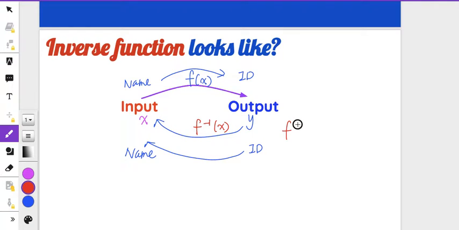This little notation here, -1, means f inverse. Please remember the name for that is f inverse, not f of -1 or whatsoever. So this is called f inverse. And this means my original input becomes my output, and my original output becomes my new input. So we kind of switch the relation between x and y.